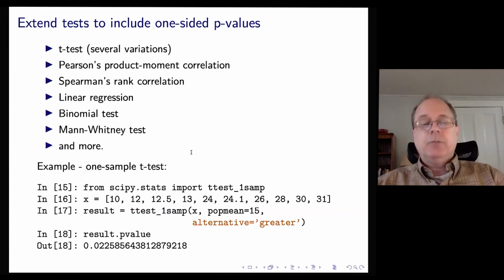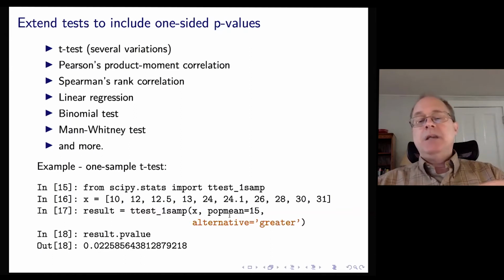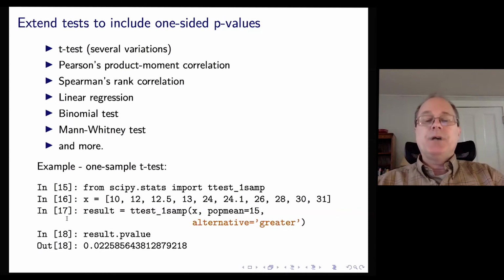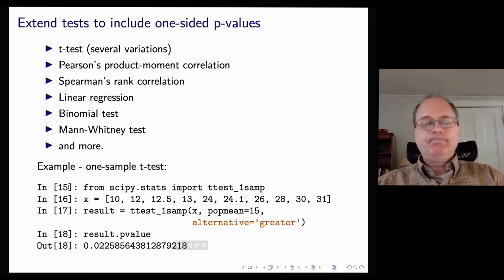Again, a very trivial little bit of code here. This is for a one sample t-test. My data is this array X. I plug it into the one sample t-test, but I say my hypothesis is that the mean is 15 or greater. I plug it in, I get a p-value back. So it's a one-sided p-value in this case, rather than the typical two-sided that we've had before. So that's also ongoing. A lot of the work for this was done by one of the students at Cal Poly.